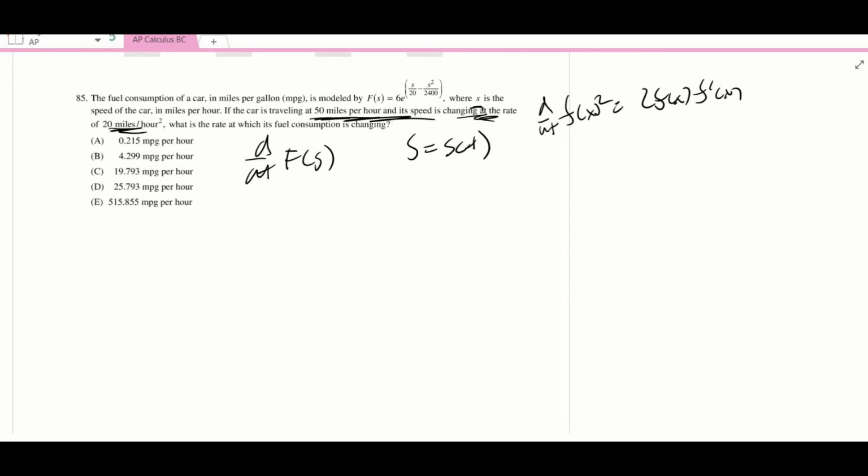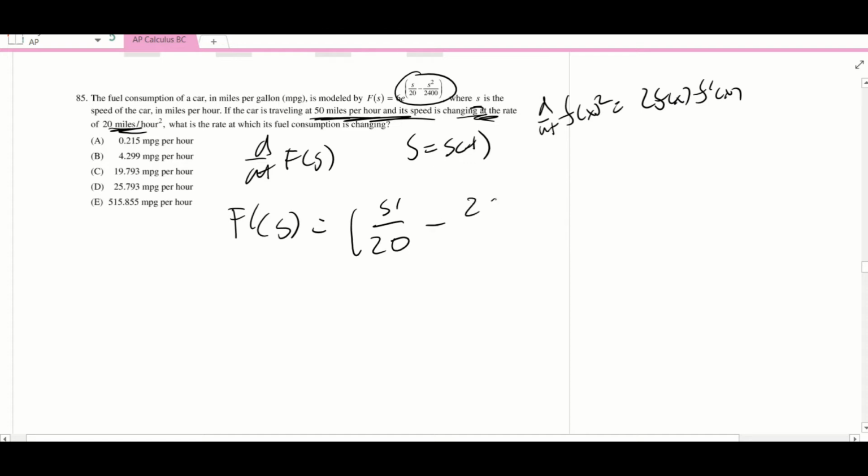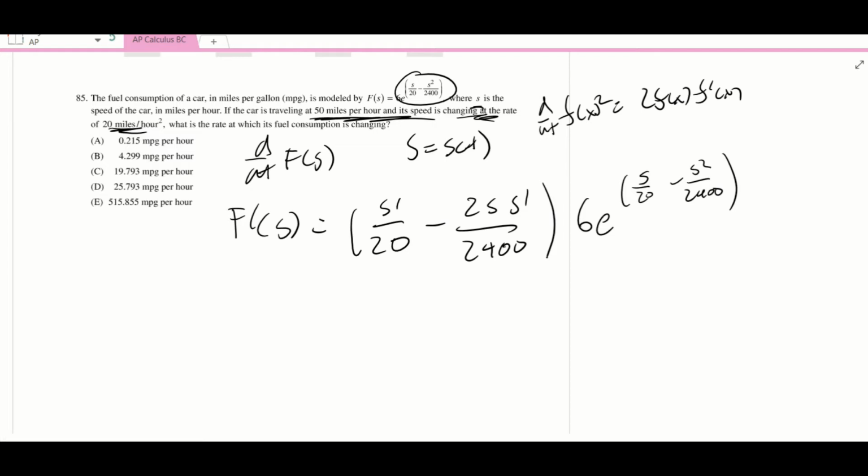So we just differentiate this with respect to t. So f prime of s equals the derivative of the inside here, which is just s prime over 20 minus 2s s prime over 2400 times 6e. Well, this is the exact same result I had last time, which is unsettling.